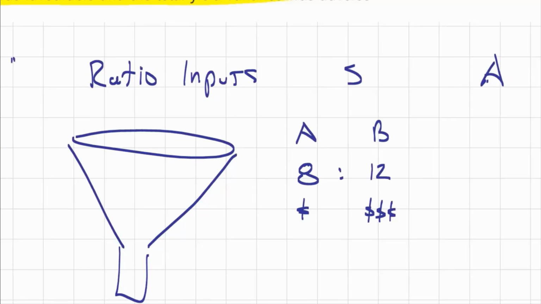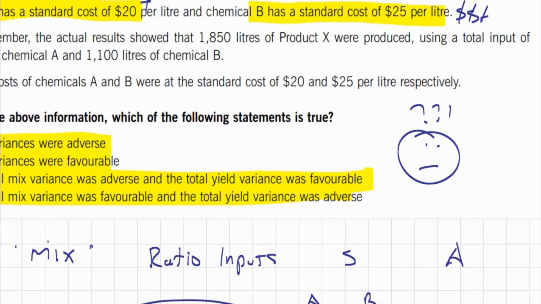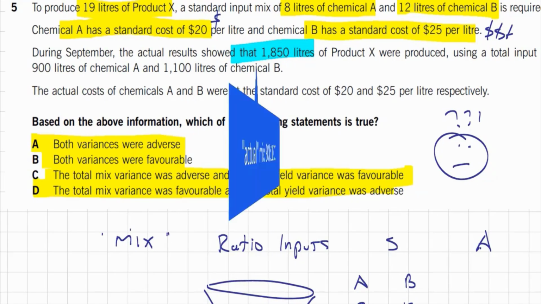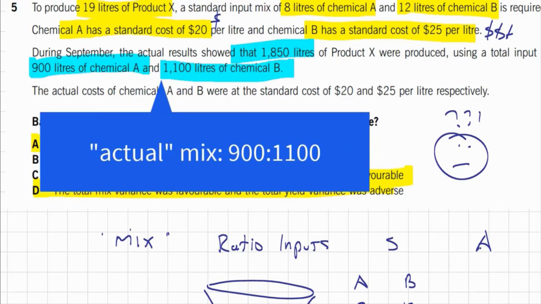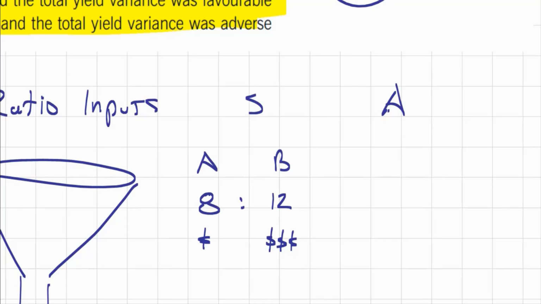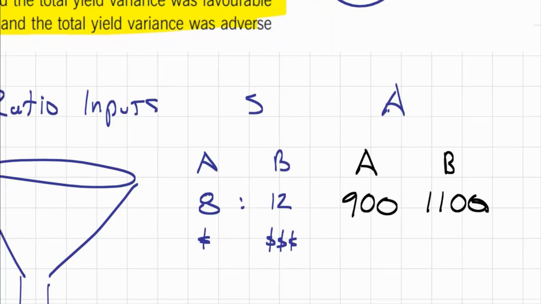Now, let's dig around in the question for the actual inputs. How much material did we actually use in production? Can we find that? Sure we can. During September, actual results showed that we got 1,850 of output, but I don't need that yet, using a total input of 900A, 1100B. Let's just put those numbers side by side. Now if we look at actual, product A, product B, 900 and 1100. Oh, look at that. If we drop the zeros, if we drop the 100s, now we see 9 versus 11.